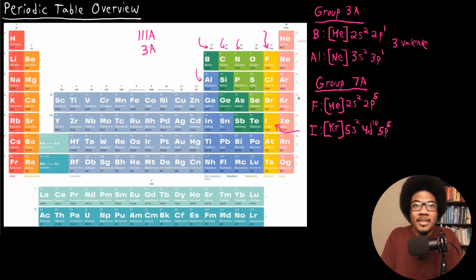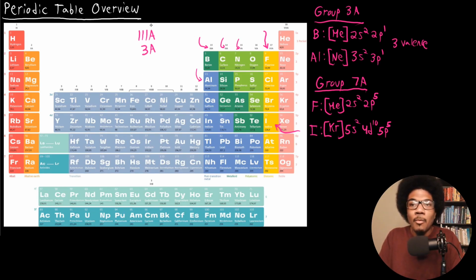That means that these atoms will have similar reactivity because they have the same amount of valence electrons. They'll form similar molecules, similar bonds, and they'll have similar properties because of the similarity in their valence electrons. A lot of these groups are dictated by where the valence electrons are located, and how that defines their reactivity and properties.